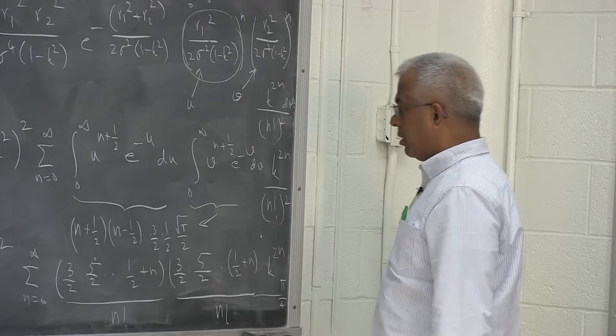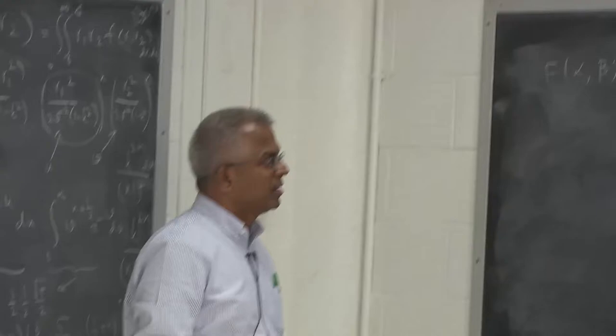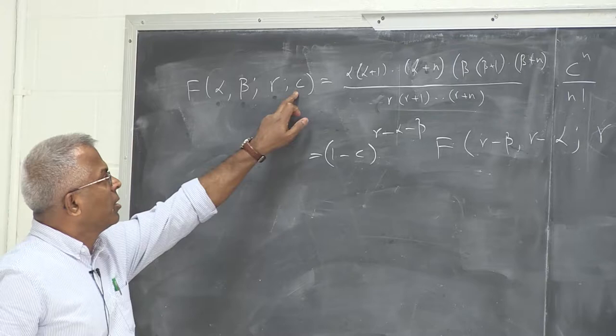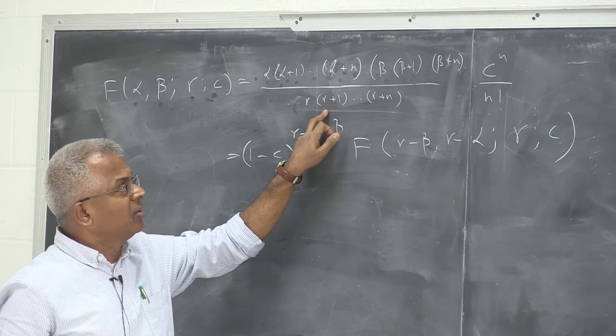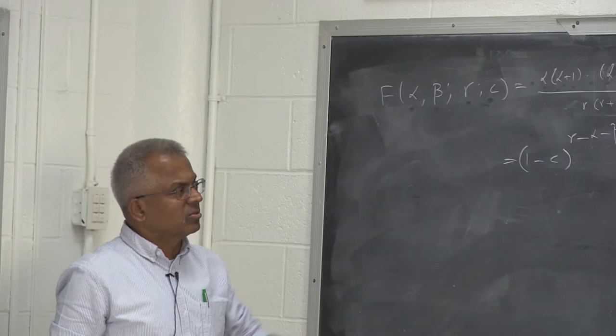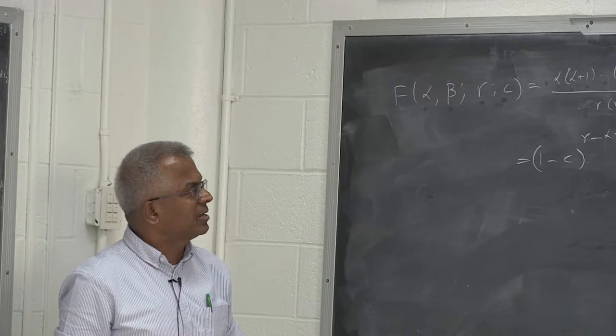Now, the interesting thing is this last term can be written in terms of a hypergeometric series. So the hypergeometric series F of alpha, beta; gamma; c: alpha and beta go in the numerator. Alpha gets updated for n terms: alpha, alpha plus 1, etc. Same thing with beta, same thing for gamma in the denominator, c to the n over n factorial. Now, this is a classic relation for hypergeometric series, and this is the only relation I want to use. This also can be written in terms of this.